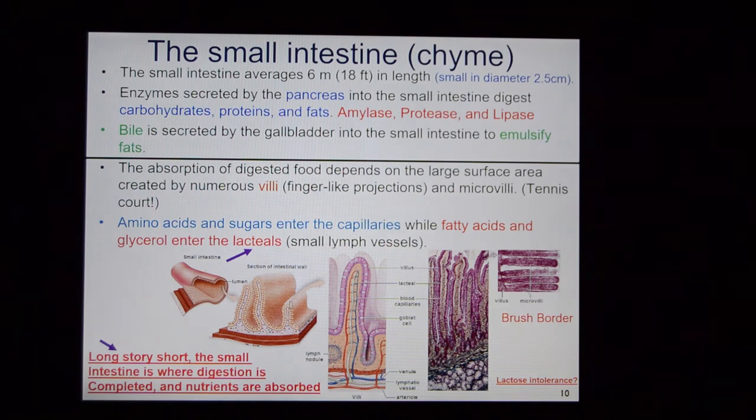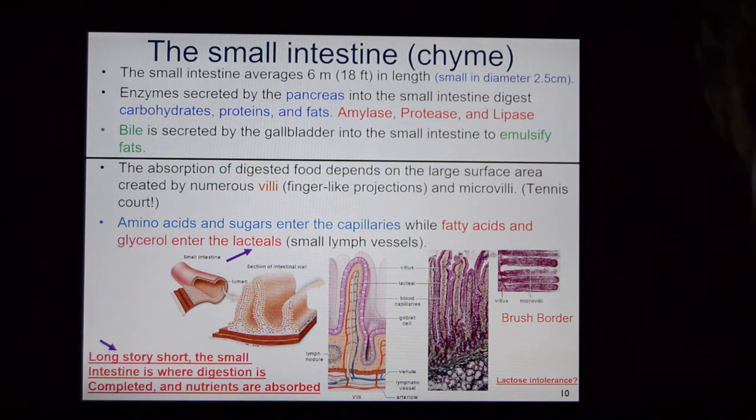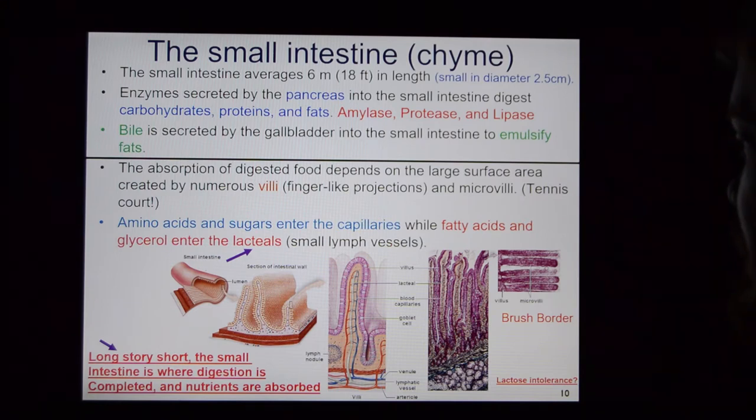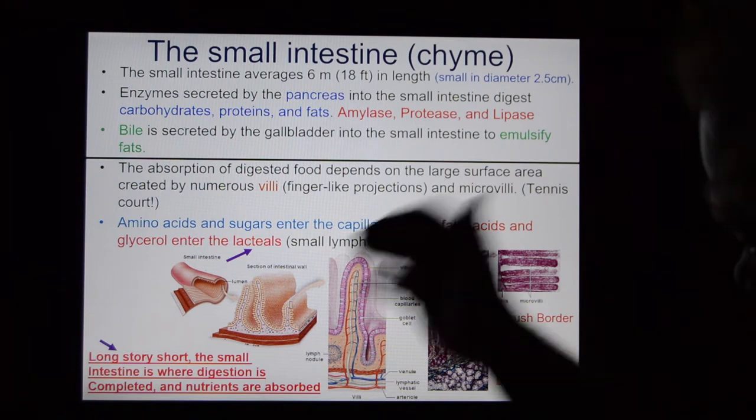The small intestine in particular has incredibly high surface area. The projection is that the 18 feet of small intestine in an average adult will have the surface area of about a full-size tennis court. So it's huge.